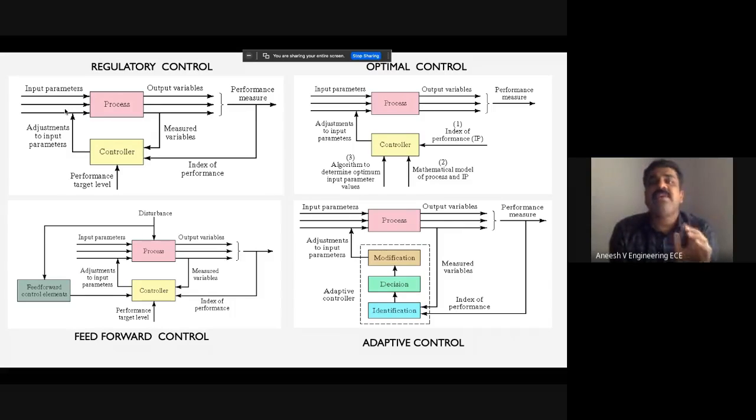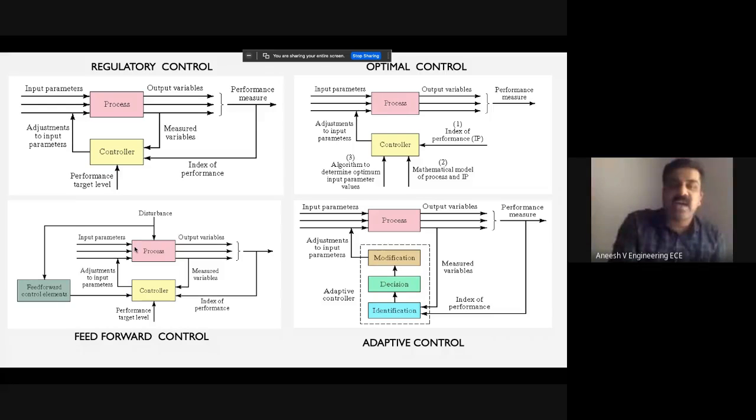It is more or less similar to a simple feedback structure. But in a simple feedback structure, we feed the output variable or the measured variable to the controller, compare it with the set point, and fix it. Here we are evaluating the performance measures and generating the index of performance for the system. In this case also, the controller can be a PID controller, a PI controller, or a neuro-fuzzy controller. This is another control strategy.